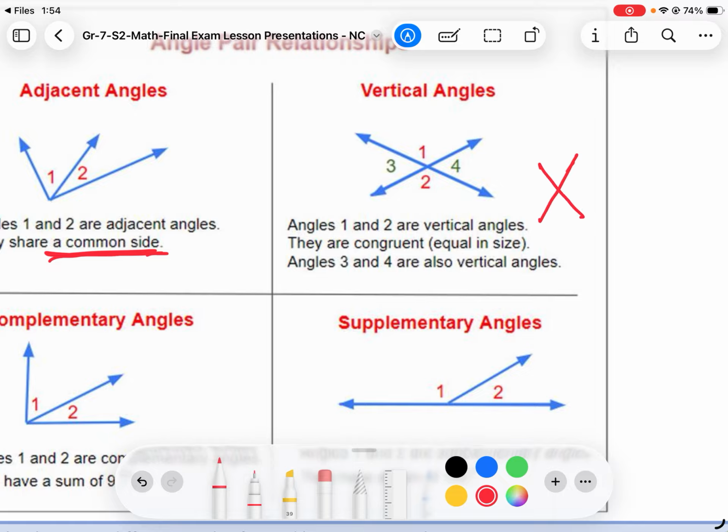So, whenever you guys see an X, whether it is a thin X or a wide X, that means the angles that you have around are vertical angles. Again, vertical angles have the same measure, just like angle 1 and 2. They are equal in size. Angle 3 and 4 are vertical as well. That's why we call them congruent.